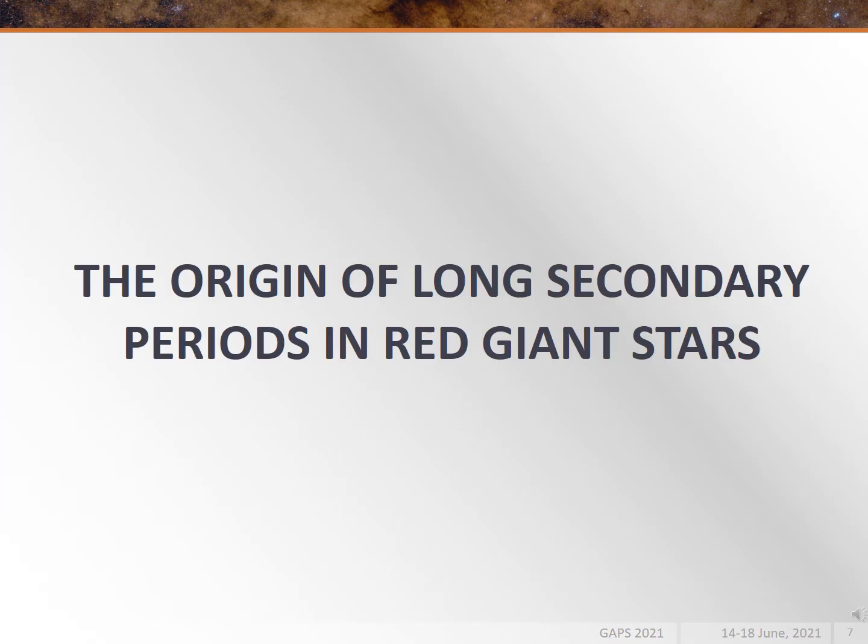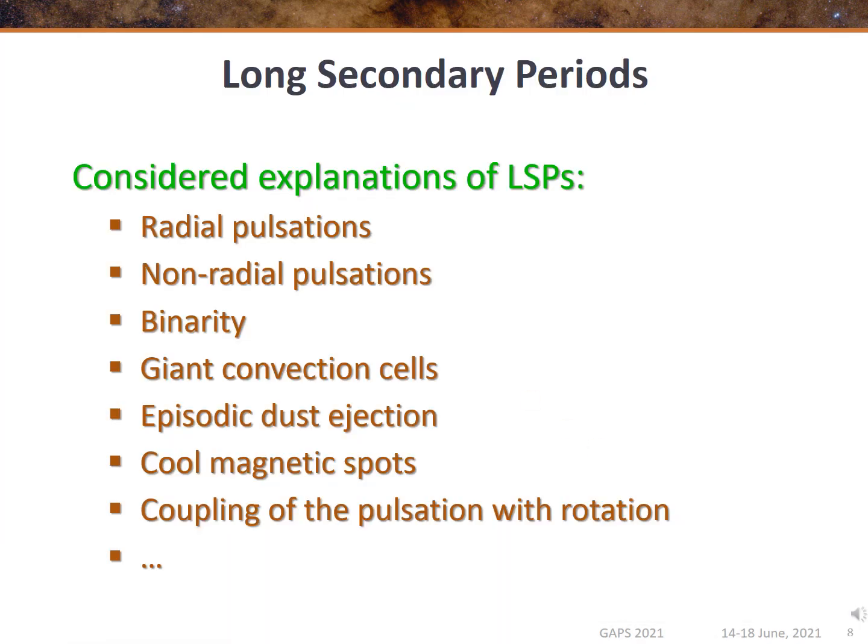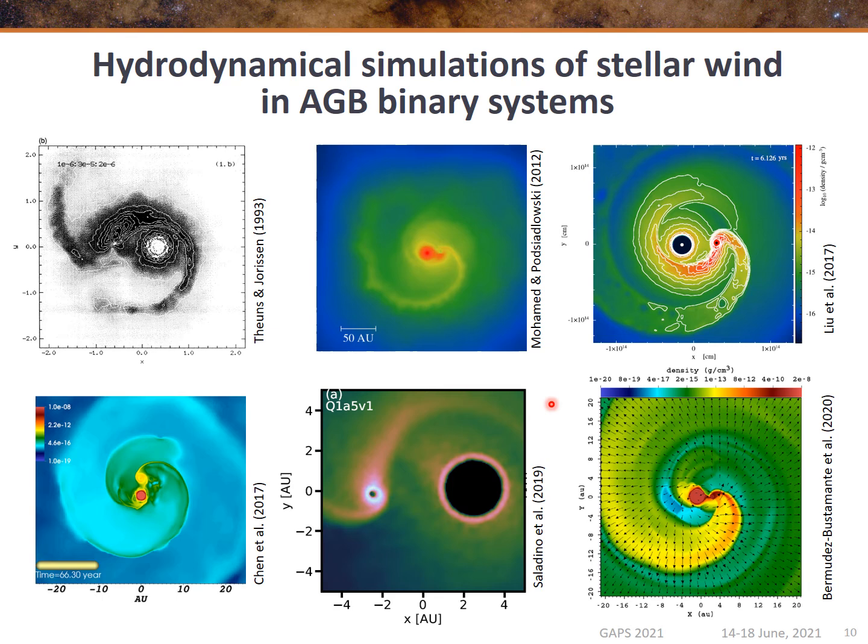It's time to discuss possible explanations of the long secondary periods in red giant stars. Here I collected potential explanations of the long secondary periods considered in the literature. In recent years, two of the most favored explanations have been discussed: convective non-radial pulsation modes and binarity. I will try to convince you that binarity is the final answer. Of course, a brown dwarf companion itself could not be the cause of such large amplitude light variations that are observed in some LSP variables.